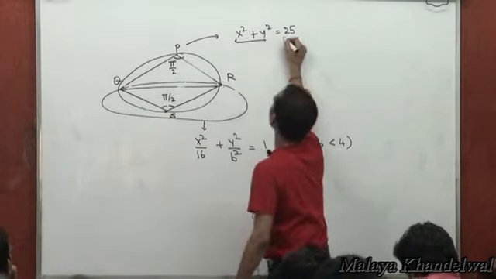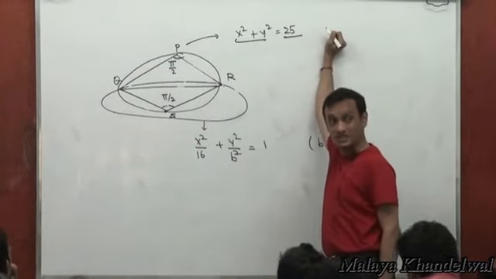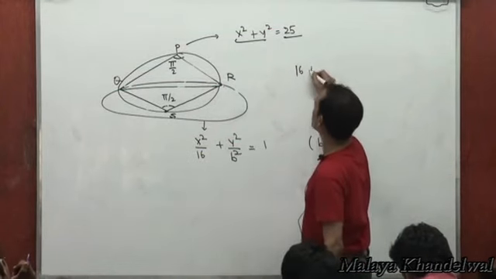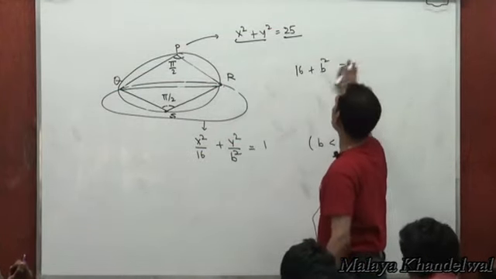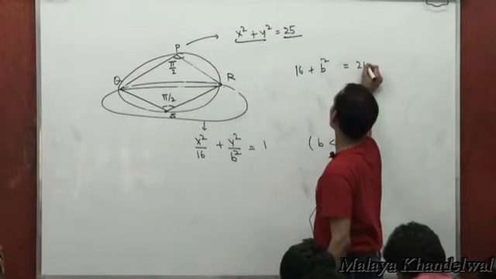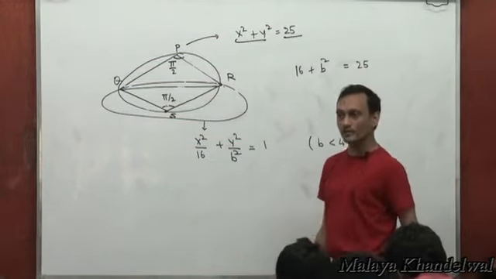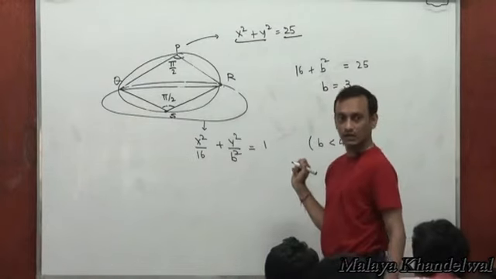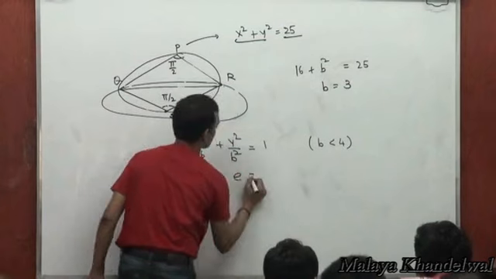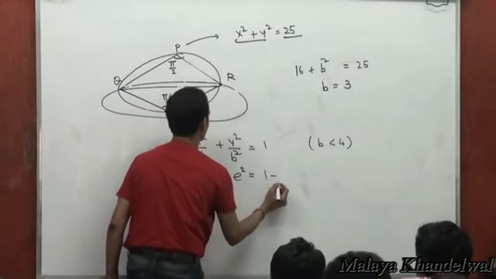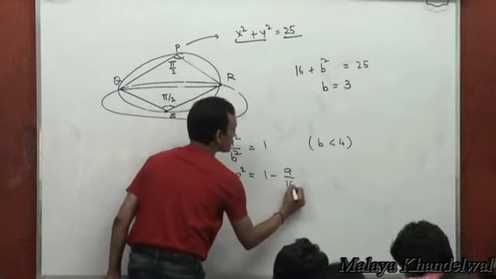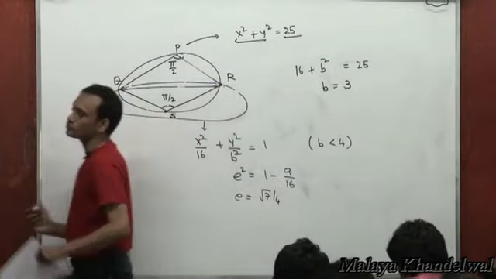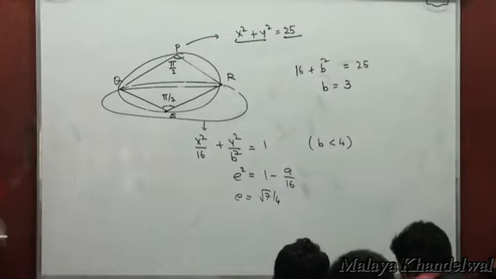So this then is the director circle. P lies on this. So this then must be the director circle of this ellipse. So 16 plus b squared must therefore be equal to 25. So b must therefore be 3. And if b is 3, obviously the eccentricity is such that e squared is 1 minus 9 by 16. E therefore is root 7 by 4. That's the eccentricity of the ellipse.